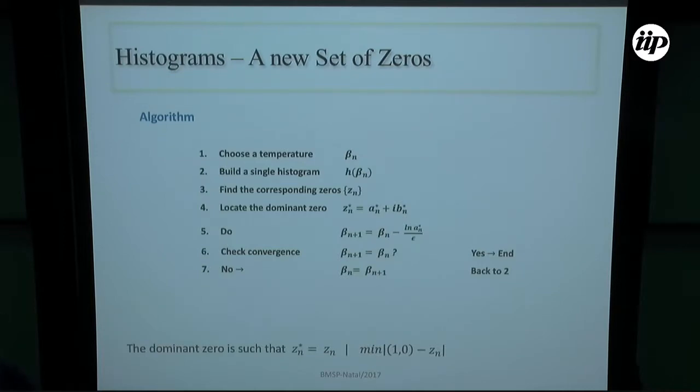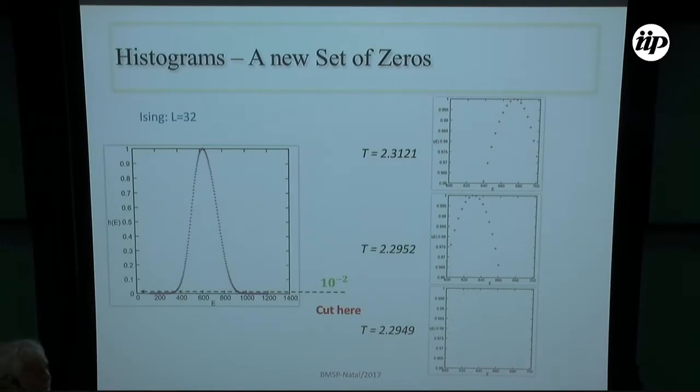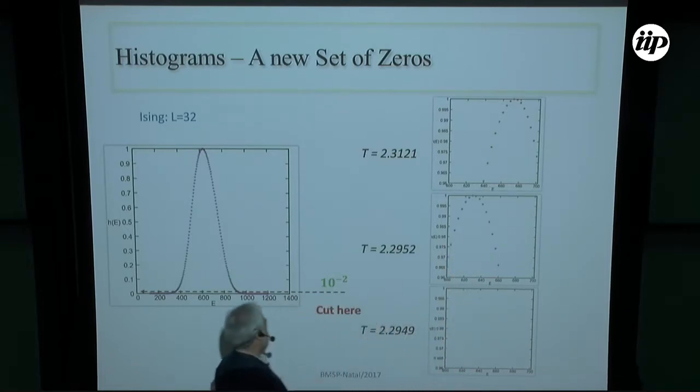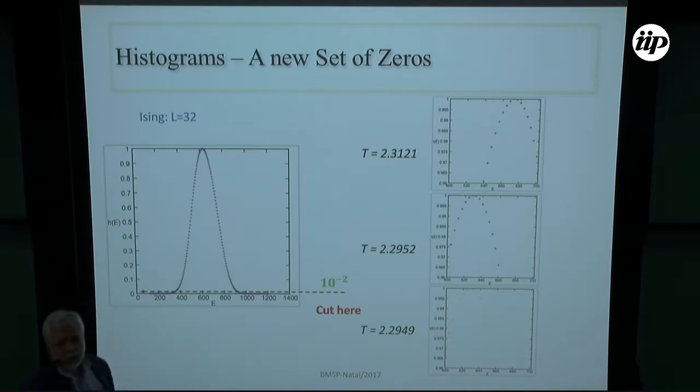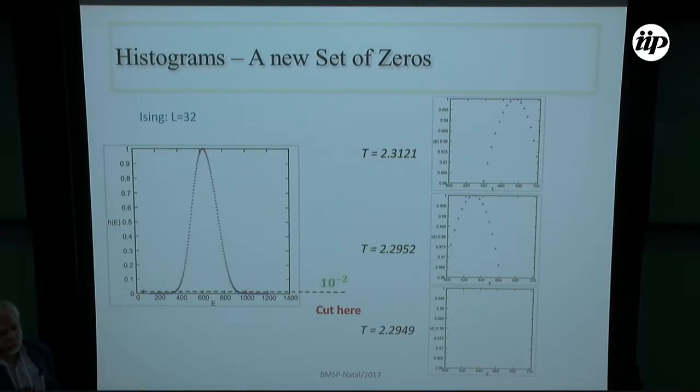This afternoon, this guy will show you several examples on how to use this. It's a wonderful way. This is for Ising 32. This is iteratively used, and then we get something very nice. But more, now we know how to cut the histogram. Now it's easy. I want to get the temperature and the exponents with such and such confidence. So we can just cut it at 10 to minus 4, 10 to minus 6, 10 to minus 2. It depends on your taste or your necessity.